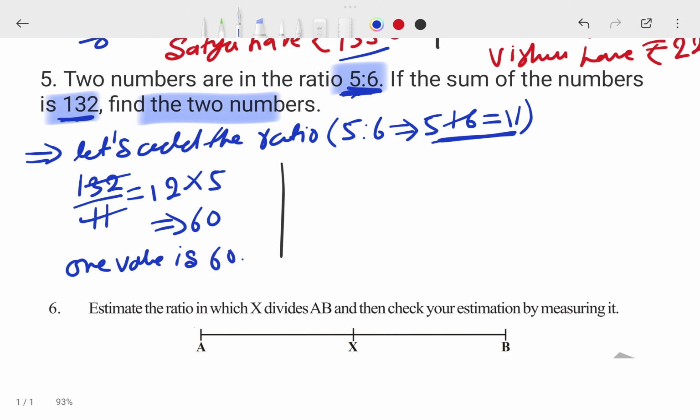So simply we have to just add the ratio. If you add the ratio, what you get is 11. So how many values are there? 132 is there. If you add the ratio, it's going to be 11. So if you divide this one, you will get 12 only.